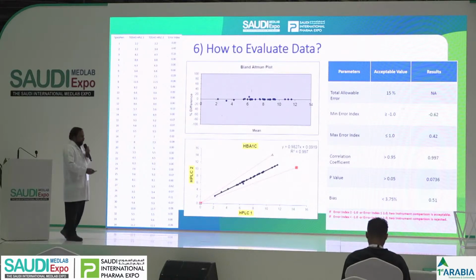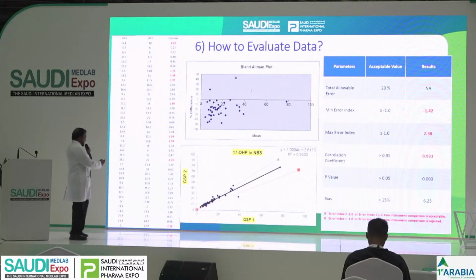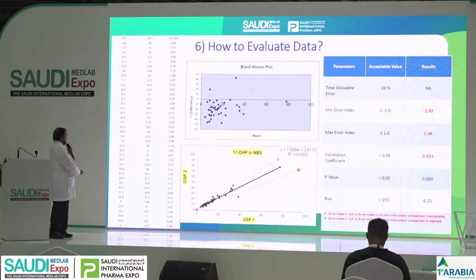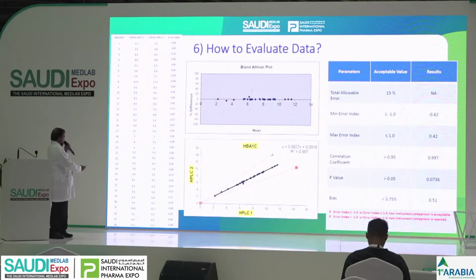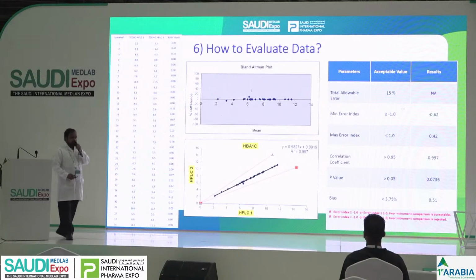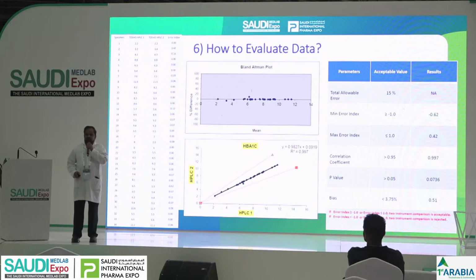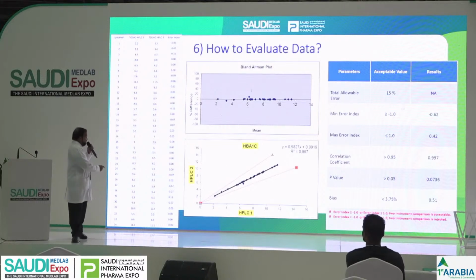Once you have the total allowable error, then you enter the data here. You can see this is the HbA1c result from our two HPLC machines, 1 and 2. This is the x-axis, Tosho 1, this is Tosho 2. Enter all of them. Once you enter them in the Excel sheet, visually check the result, how it looks. Are they close to each other or do they have a difference? This is the first thing we have to do.